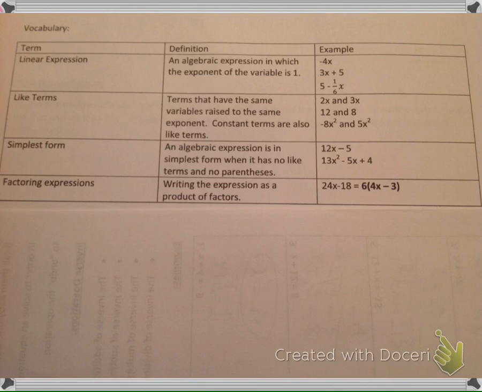The first term we have is linear expression, and a linear expression is an algebraic expression in which the exponent of the variable is 1. If you look at your example there, we have some examples of a linear expression: negative 4x, 3x plus 5, 5 minus 1/6 x. Those are all examples of linear expressions.